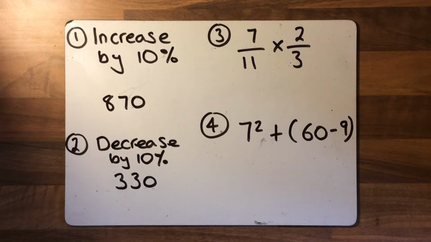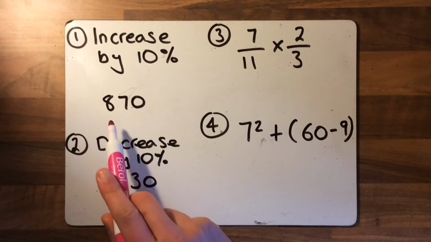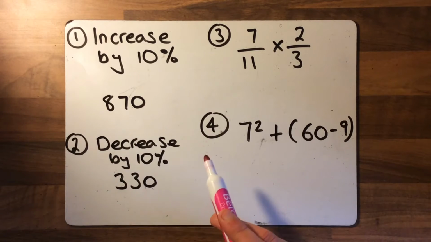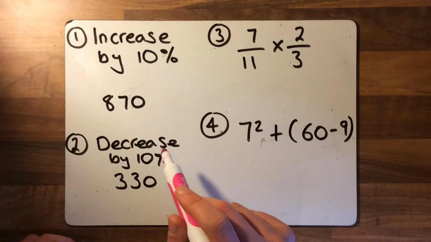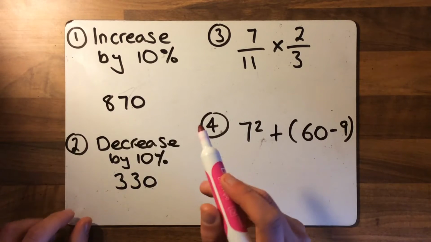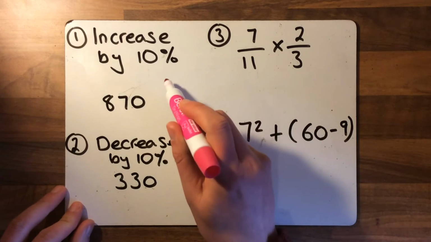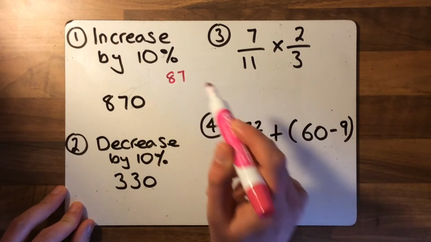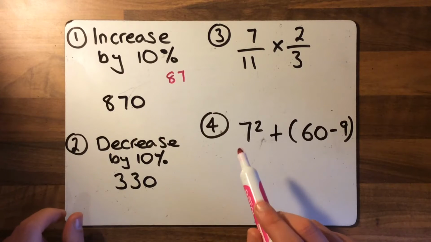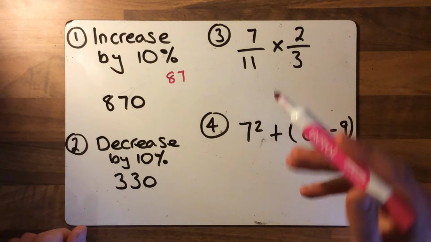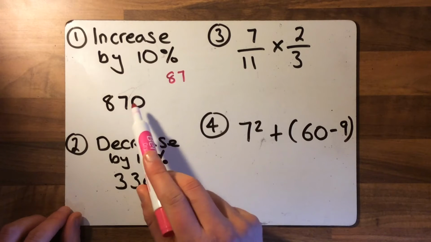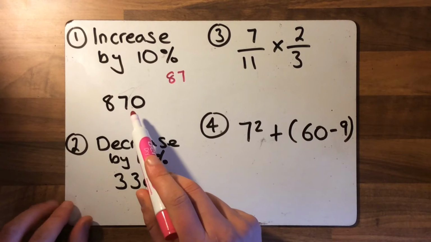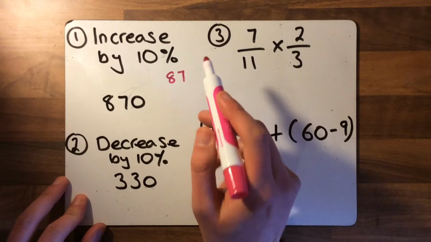Okay, so we'll look at number 1. We're increasing this number 870 by 10%. So what I have to do first of all is to find 10% of 870. So we do 870 divided by 10, which gets us to 87. Now when something increases, it gets larger, it gets bigger. So we need to add our 10%, our 87, to this, to 870.